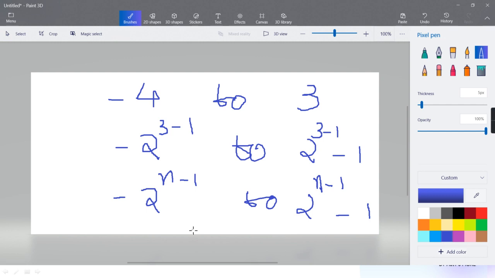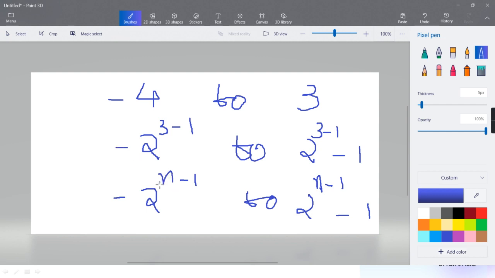In general, where n is the number of bits in your signed integer. Whatever is your signed integer, in that signed integer, n indicates the number of bits. So in the example which I took, my number of bits was 3, so I had taken n as 3.